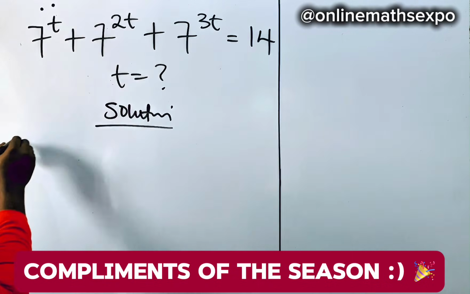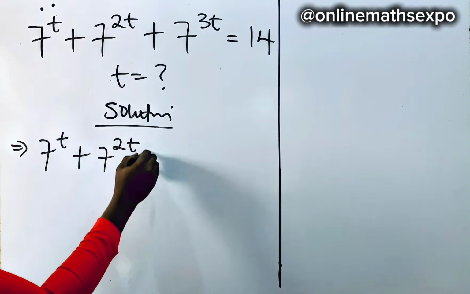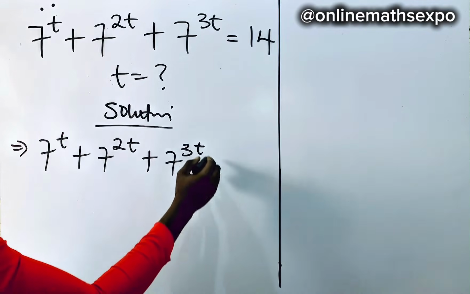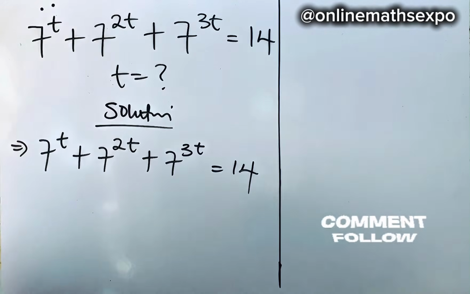So this is what we have: 7 to the power of x add 7 to the power of 2t plus 7 to the power of 3t is equal to 14. Now, when you have this, what do you do?